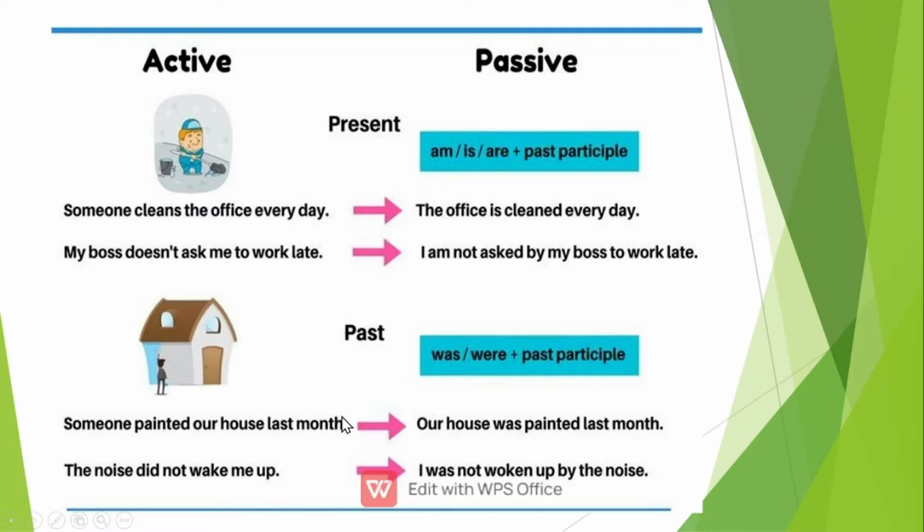Someone painted our house last month. Again, house will become subject. Someone will come at the last as object. Painted is past tense, so it will become was painted because house is singular. The noise did not wake me up. Me is my object here, so it will change to I in the subject position. I is singular, so we will use was. Since it is a negative sentence, we are using not. Wake, the past participle or third form is woken. I was not woken up by the noise.